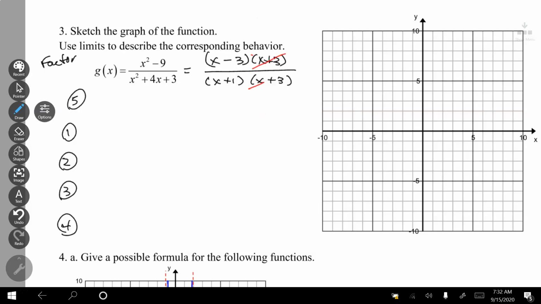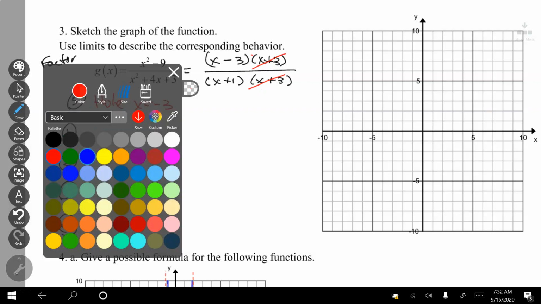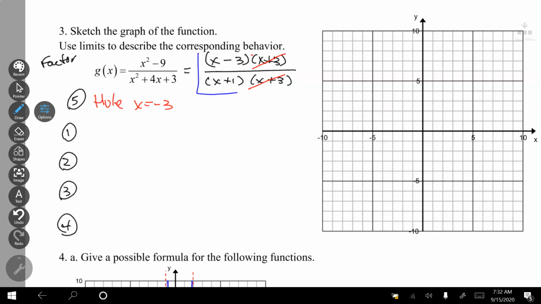These two cancel out completely. The x value right here, so there is going to be a hole, and the x value right here is x equals negative 3. But what's left? The only thing I have left is this. Do not plug x equals negative 3 into the original or the one that's factored. You got to plug in what is left over after it cancels it out.